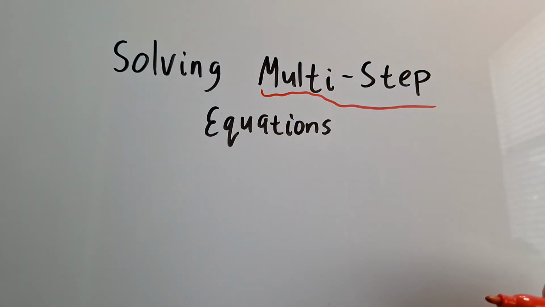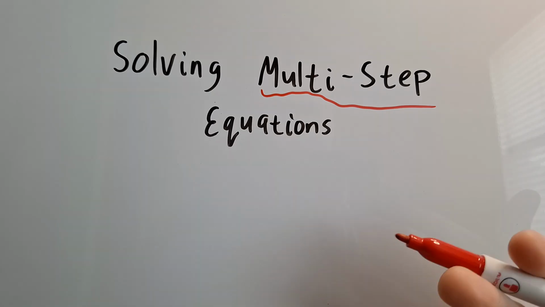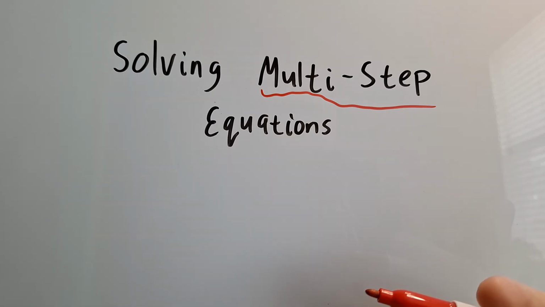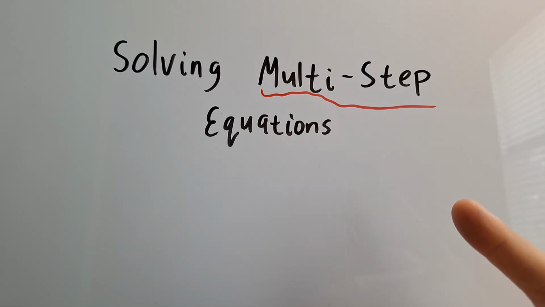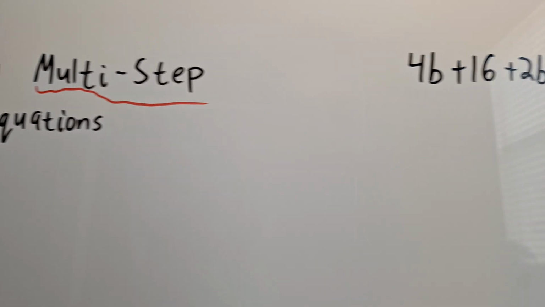If there are like terms on one side of the equation, we will combine them together. We may also need to use the distributive property, and should that happen, we'll combine any like terms we have there. Then we'll use the properties of equality to solve the equation. So let's go ahead and take a look at a few examples.